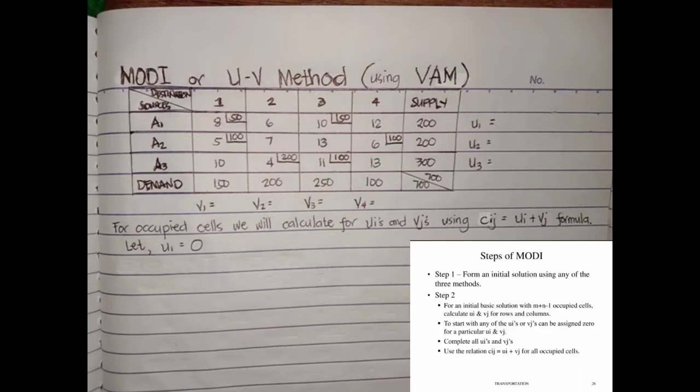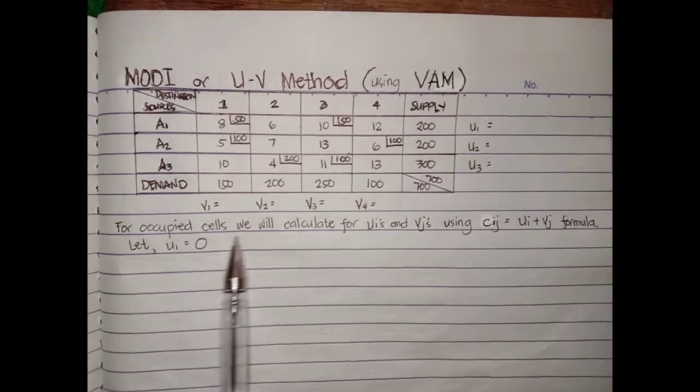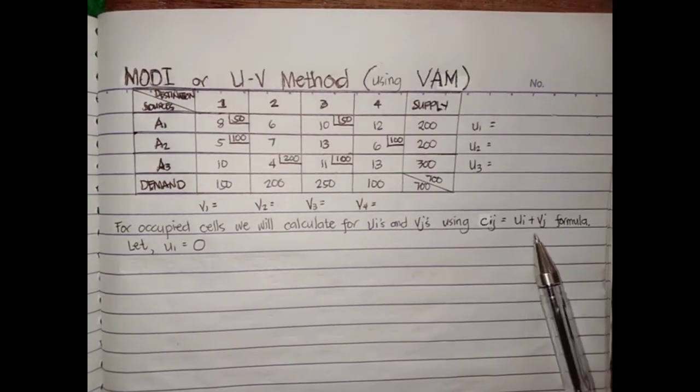The steps in solving MODI: step 1, form an initial solution using any of the 3 methods. So we chose Vogel's approximation method since it results in the smallest feasible solution. The second step is to calculate Ui and Vj for rows and columns for the occupied cells and use the relation Cij is equal to Ui plus Vj. So for occupied cells, we will calculate the Uis and Vjs using the formula Cij is equal to Ui plus Vj.